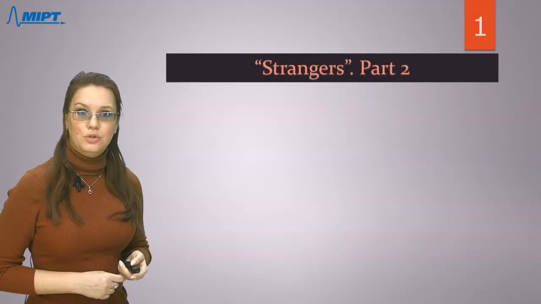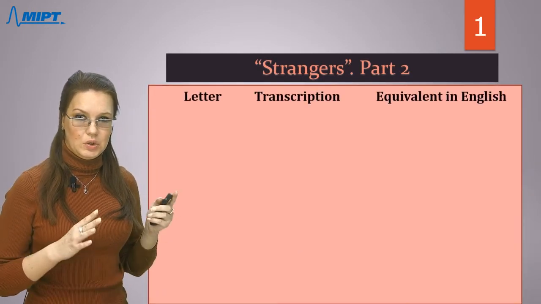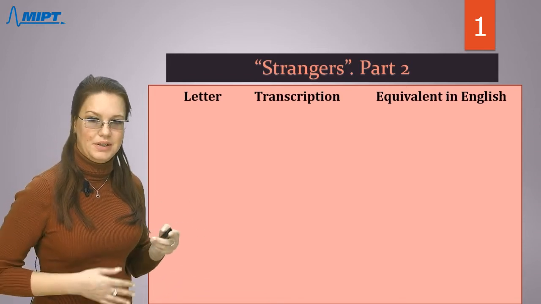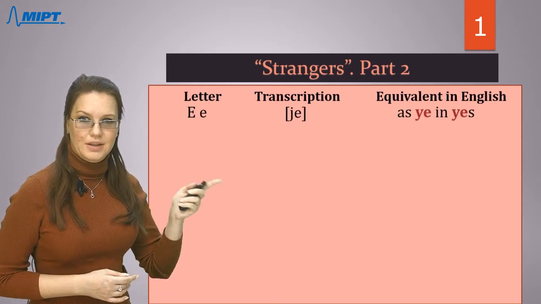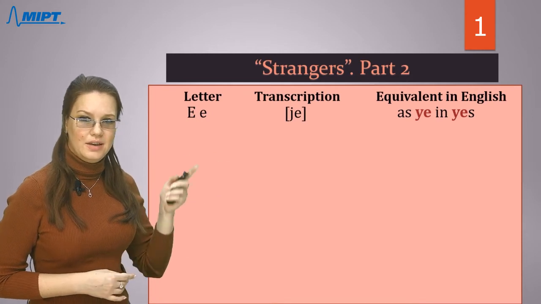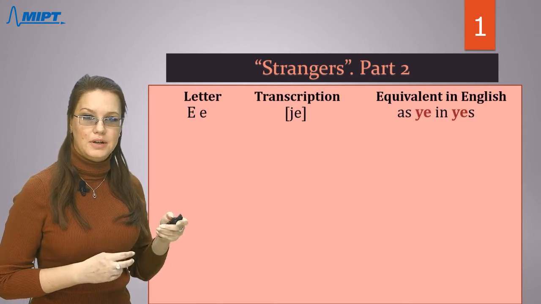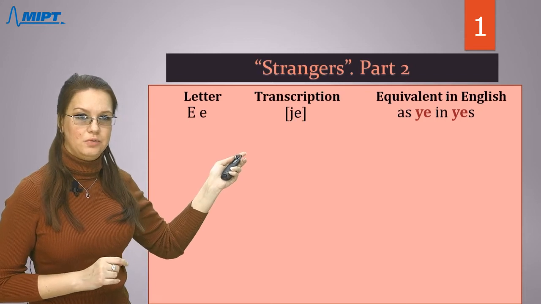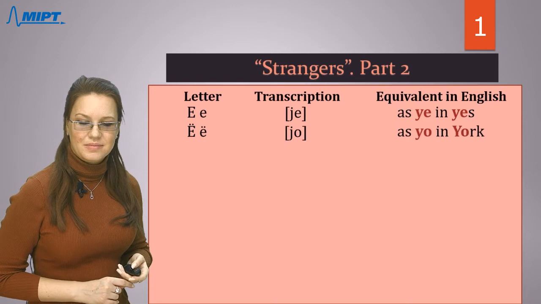So we continue to talk about strange letters and some other letters that look different, and they also sound different if we compare the English and Russian languages. So this is the letter Ye, and the sound is Y plus E. Actually, in most Russian words, this letter will give us two sounds, Y plus E, like the combination of these two letters in the English word yes.